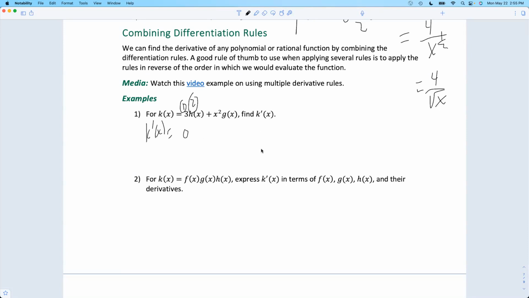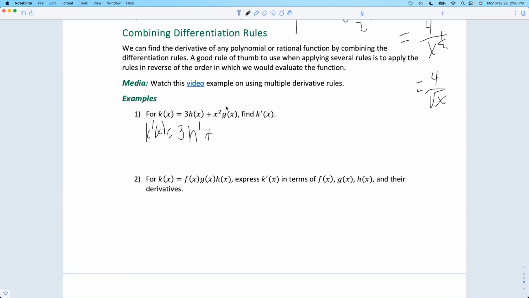Don't do product rule when one of your functions is a constant. You're just wasting your time. The derivative of a constant is 0. I don't have to do product rule on this. The constant just comes along for the ride. That's one of the hardest things for students to pick up on. Constants just come along for the ride when you're taking derivatives. So I want 3 times the derivative of the actual function, so h prime.